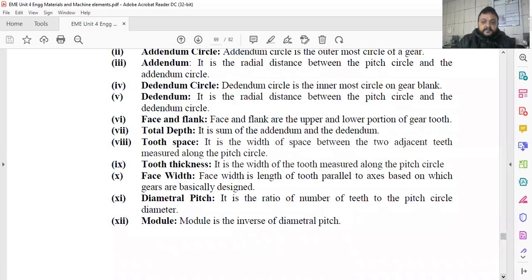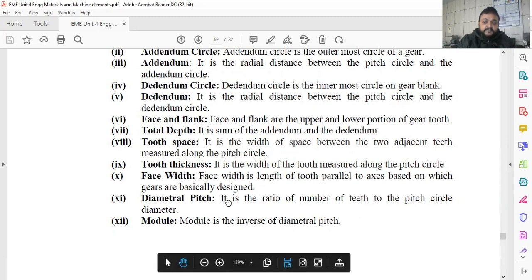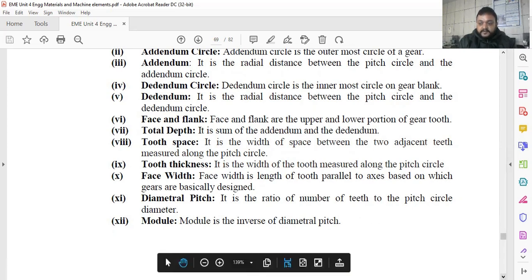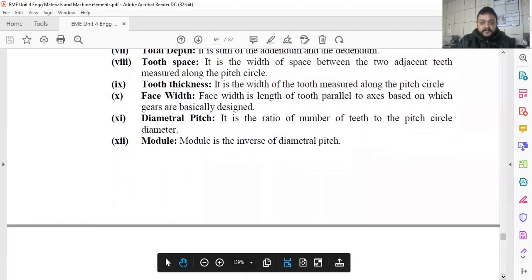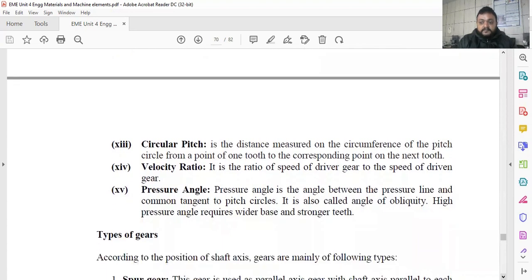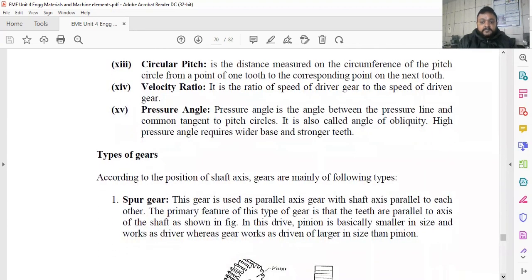Diametral pitch is the ratio of the number of teeth to the pitch circle diameter. That you have to keep in mind. Circular pitch Pc is equal to pi into m, and m is the module, the inverse of the diametral pitch. So module, diametral pitch, and circular pitch are some of the most important parameters for consideration of the gear design. That is actually not a part of the syllabus at this time. For mechanical students, it can be covered in the machine design subject in upcoming semesters.